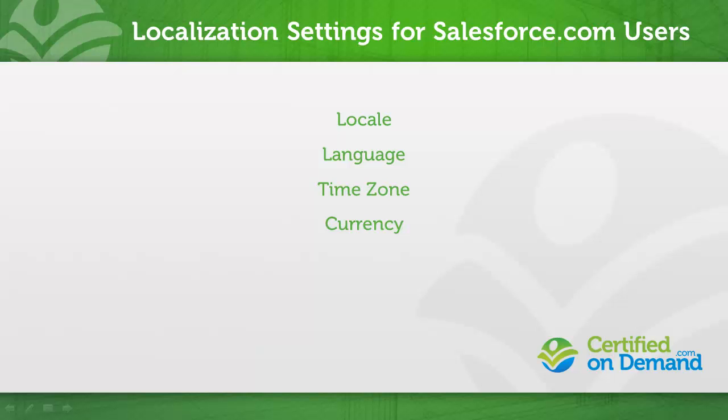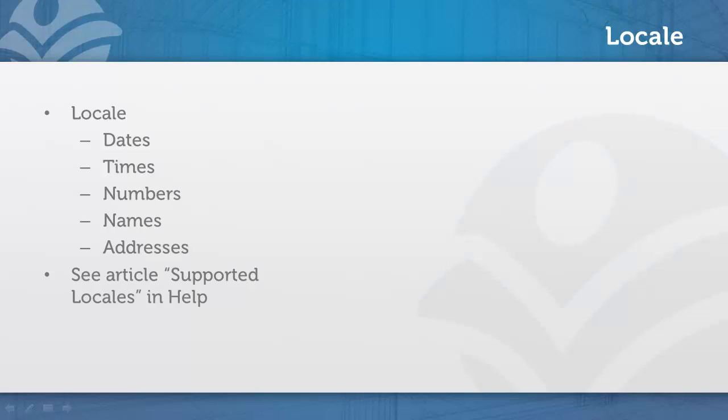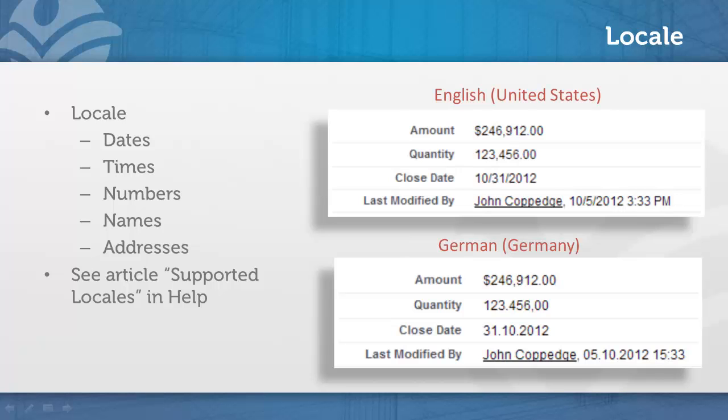In this video, we're going to look at the settings that impact how Salesforce is presented to a user. Locale changes the format of data displayed within some fields. For instance, if you look at the quantity field in English and German, the separators are reversed. A period is a comma and vice versa. You'll see similar formatting changes to close date and last modified date, although not to amount, as currency fields are controlled by currency locale and not by locale itself.